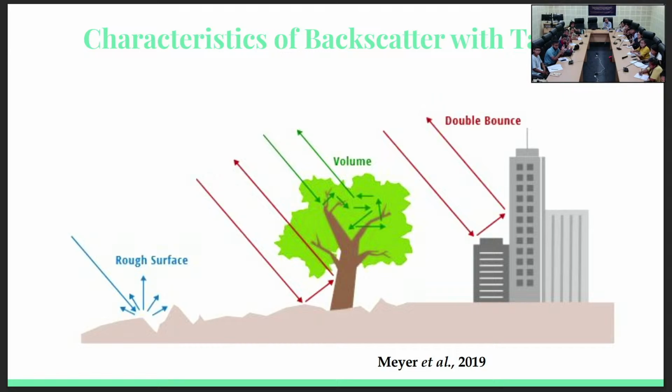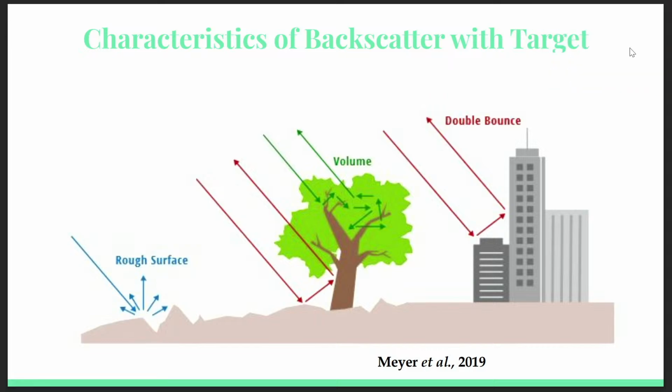Now, the target properties which are going to affect it, as we mentioned, are the surface roughness and the dielectric, right? Based on the surface roughness, there is going to be a lot of different backscattering. In case of a rough surface, there is going to be backscatter unevenly in all directions. In case of a tree-like structure, there is going to be volume scattering. Within the branches and everything, the signal goes in, it's spread amongst itself, and a part of it is going to go out.